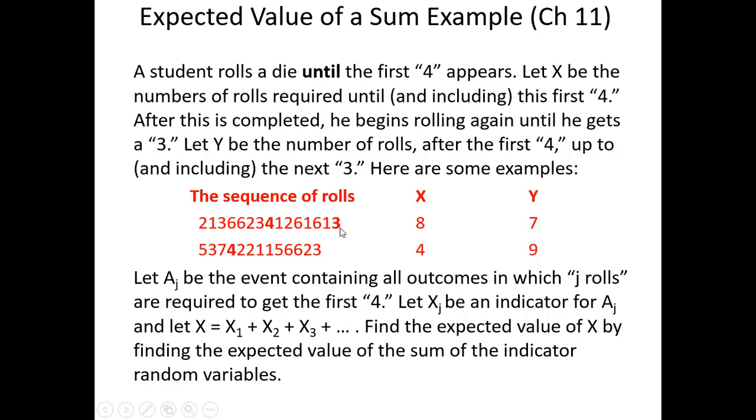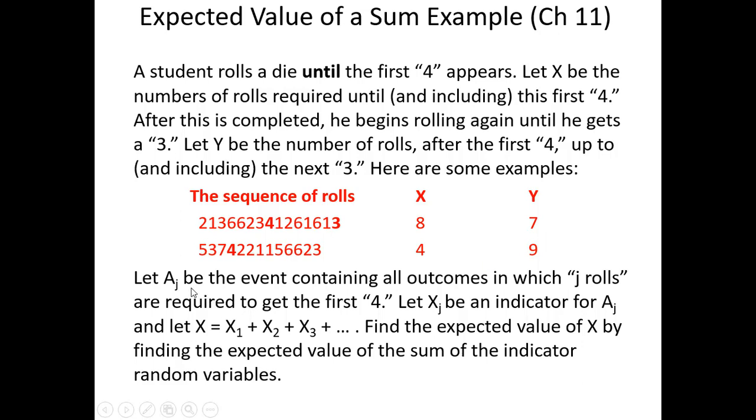Let's check that out again. Let's say this is our sequence. It takes 4 rolls to get the first 4. And then after that, you can see we have 2, 4, 6, 8, 9 rolls to get the first 3 after the first 4. So we get 9. Okay. So it's important to understand that. I'll give you a couple more examples to sort of try to see if you follow this. That'll be part of the problem.